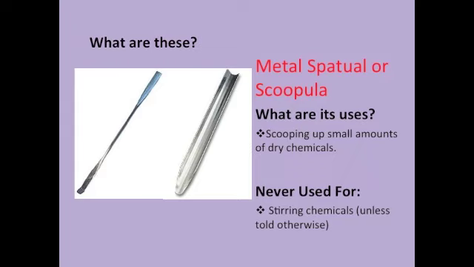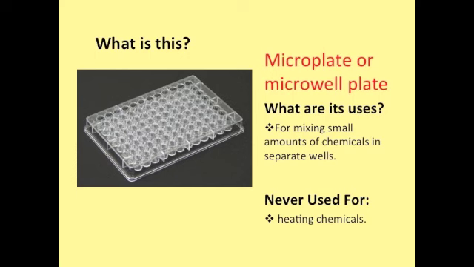This is a metal spatula and a scoopula. The metal spatula is on the left and the scoopula is on the right, and they're essentially the same thing, they just look slightly different. They're used for scooping up small amounts of dry solid chemicals. You never want to use a scoopula or a metal spatula to stir with, though, because metal can be pretty reactive with some other chemicals and it could mess up your experiment.